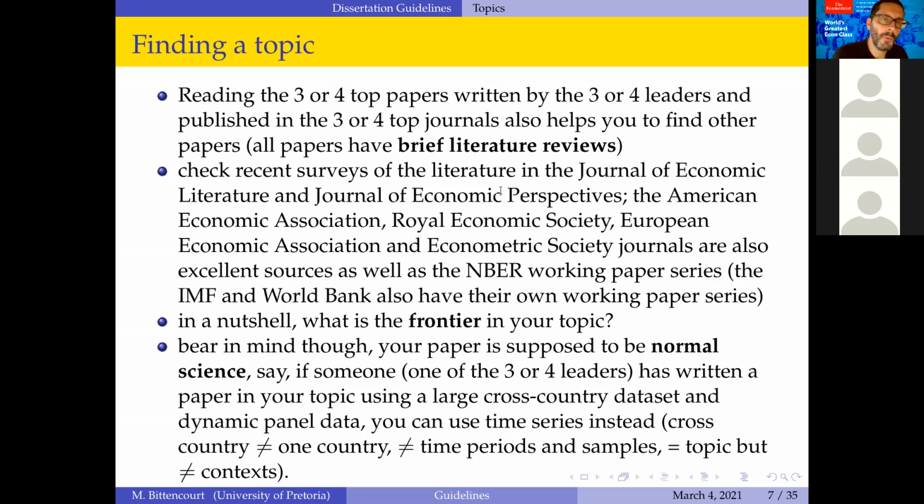Still on finding a topic, reading the 3 or 4 top papers written by the 3 or 4 leaders and publishing in the 3 or 4 top journals also helps you to find other papers. How come, folks? Well, all papers have brief literature reviews. "Brief literature reviews" is in bold because your paper will also have a brief literature review. Okay. Papers have brief literature reviews.